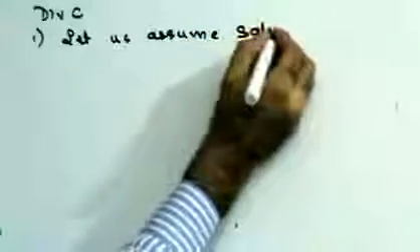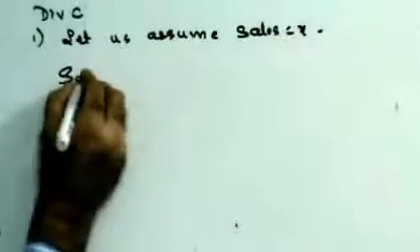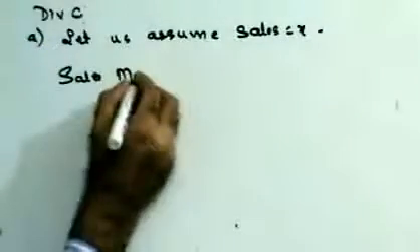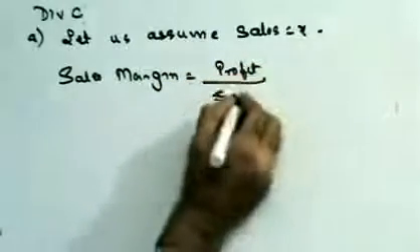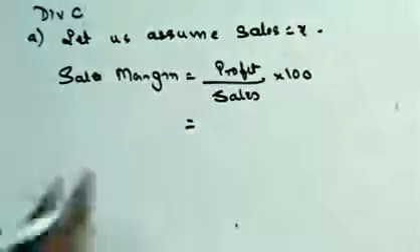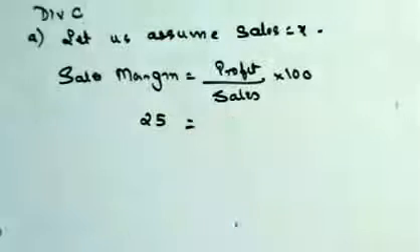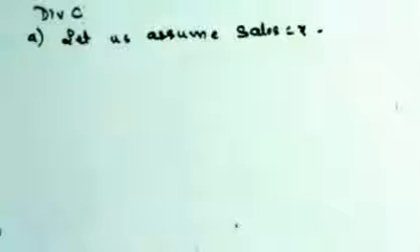Now let us assume that sales is equal to X. Okay? Now they've given me sales margin. Sales margin is nothing but profit upon sales into 100. Sales margin is given to you as 25. Have they given me the profit? No, they've neither given me the profit nor have they given me the sales. Profit and sales both are not given to me. I cannot use this first. In that case, then I'll use the other formula.